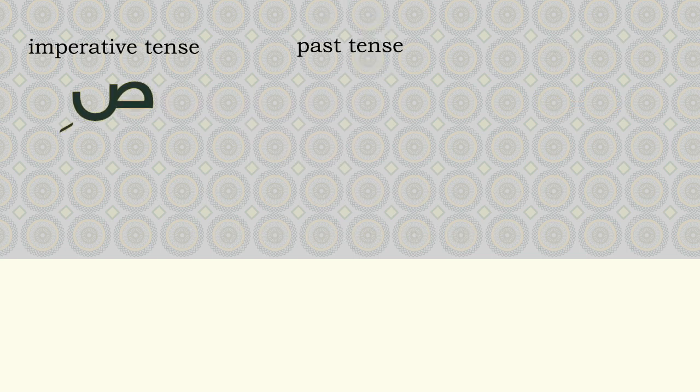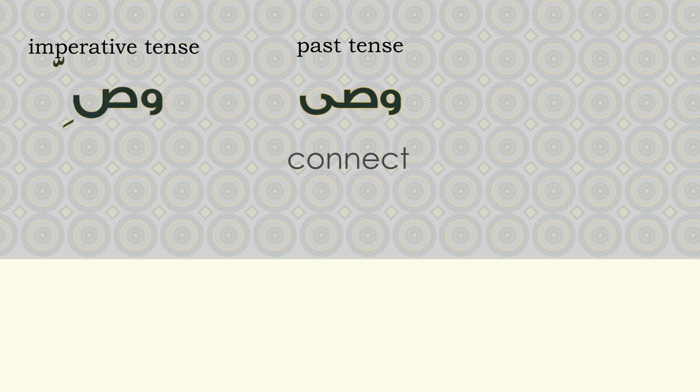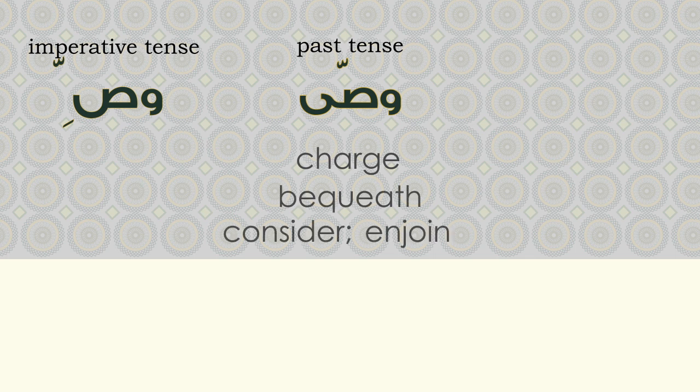Sixth, si. The past tense is wasa, meaning to connect a thing, but it is not used much. However, I'll tell you another word with the same letters that is used a lot. Its imperative tense is wasi. The past tense is wassa. Notice that it has the same letters as this word, but it has a shadda diacritic on the sad. And it has a different meaning. It means charge, bequeath, advise, enjoin.